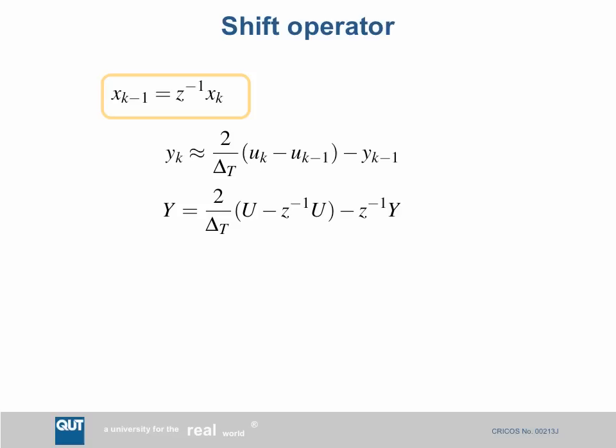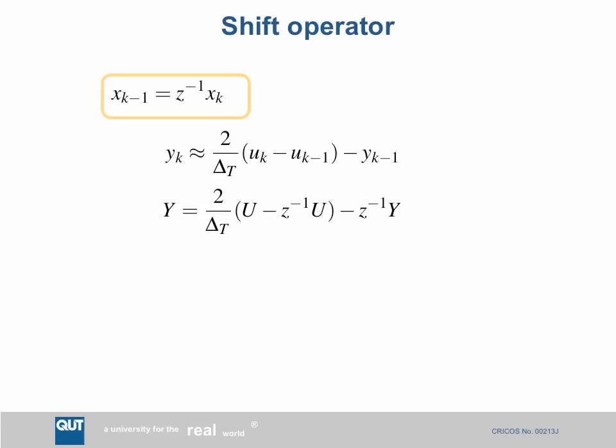It's starting to look a little bit like the Laplace transform. I'm using capital letters again to represent the two signals, Y and U. I've dropped the subscripts and I've introduced this z to the minus 1 thing. And we'll have a lot to do with z to the minus 1 for the rest of this unit. It has a similar role to s in the Laplace transform.